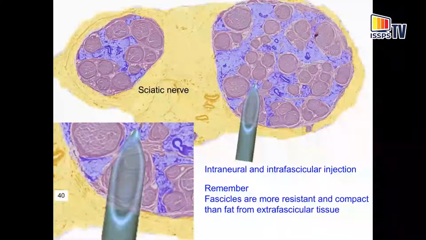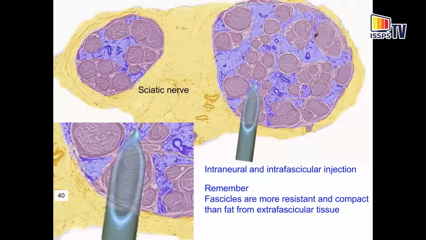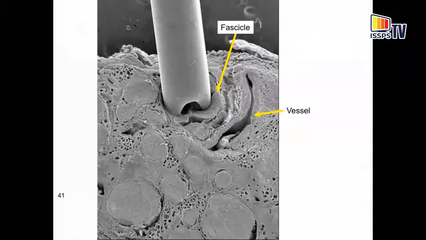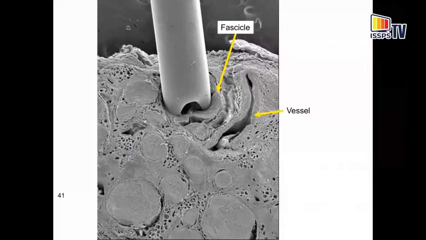The possibility of intravascular injection is real, but remember, fascicle tissue has little distensible properties. Endoneurium is more resistant and harder than fat located in extrafascicular tissue. Here you can see an intraneural intravascular injection. You see fascicle and vessel, but it is important to check the diameters of needles and diameters of fascicles.